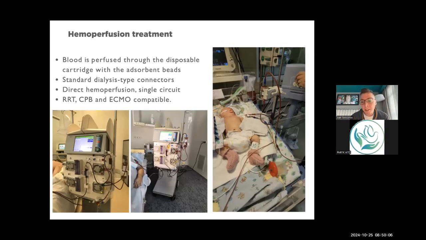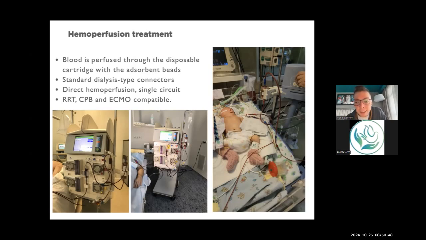Is based on these beads is pretty standard. It can be used as isolated hemoadsorption or in combination with any kind of extracorporeal circuit: renal replacement, cardiopulmonary bypass, ECMO, whatever you want. And the girl on the right is the youngest patient who benefited from Efferon LPS hemoadsorption. She was 1 day old when she received this treatment. And you can see that the cartridge in the picture is a smaller version. It's a pediatric version of the cartridge.